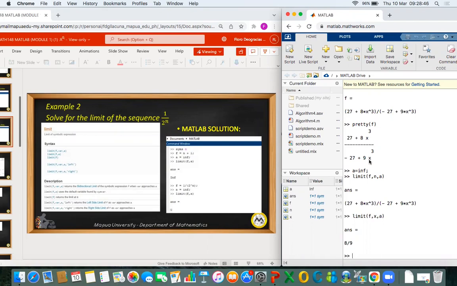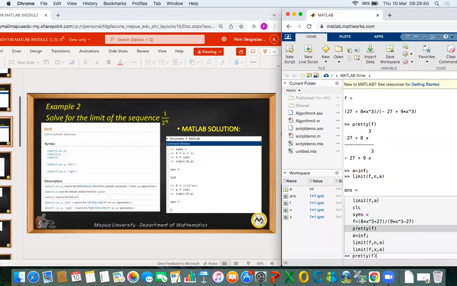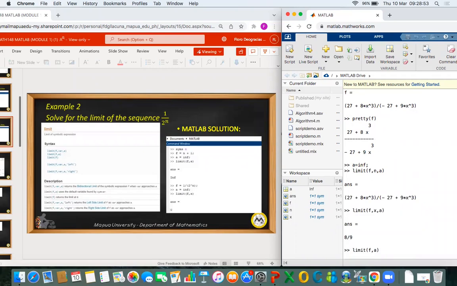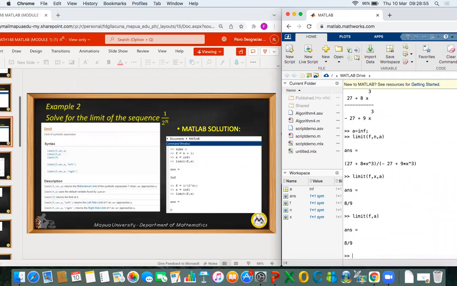So can we use the other syntax, class, limit of f, comma a? Yes, it's still 8 over 9. Okay, class. So are there any questions? None po, sir. So far, none po. Okay.